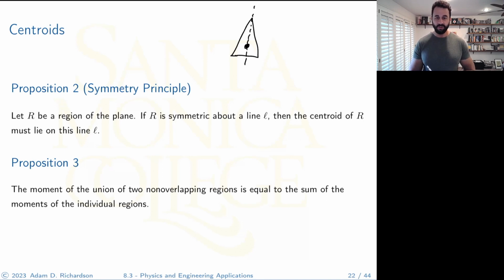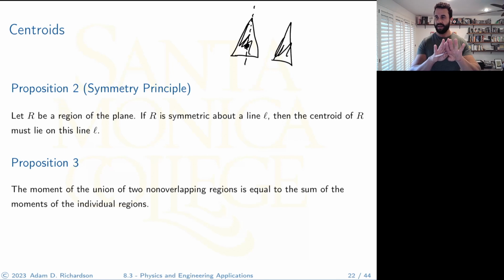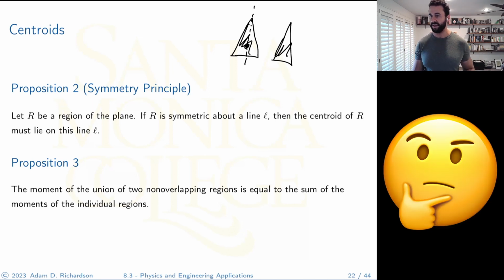Next, the moment of the union of two non-overlapping regions is equal to the sum of the moments of the individual regions. So this just says, if you've got two non-overlapping regions like so, then the moment of the union is equal to the sum of the individual moments, as long as they're not overlapping. If they're overlapping, then you have to account for the overlap, and it gets a little more complicated. This one should also feel a little intuitive, so I want to throw the thinker up again and just ponder this for a minute before we move on.